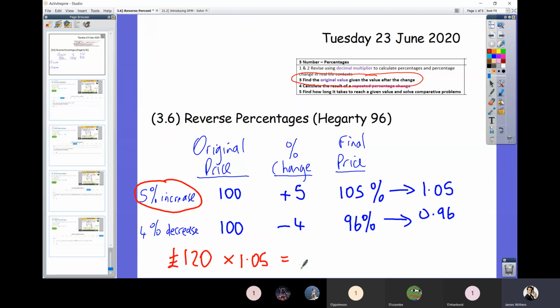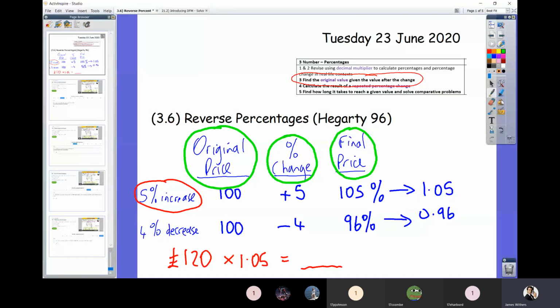So all the ones we've done so far, you have been given as a starting point the original price. We've then taken on board a percentage change, and we've been working out the final price. So we've been going left to right: original price to start with, final price to finish with. You work out your multiplier, and then you've been multiplying every time. Now, all the ones we're going to be doing today are the other way around.